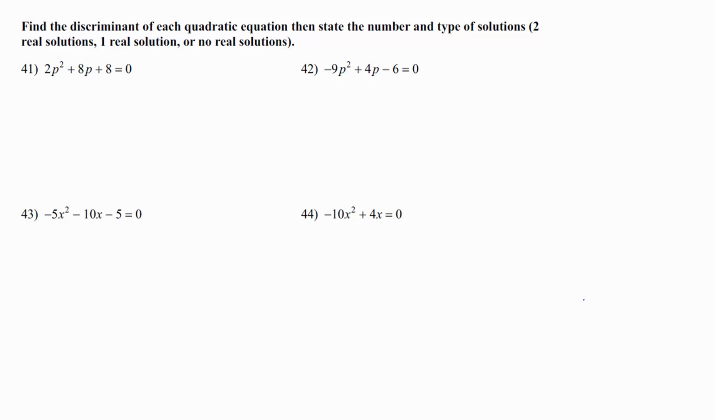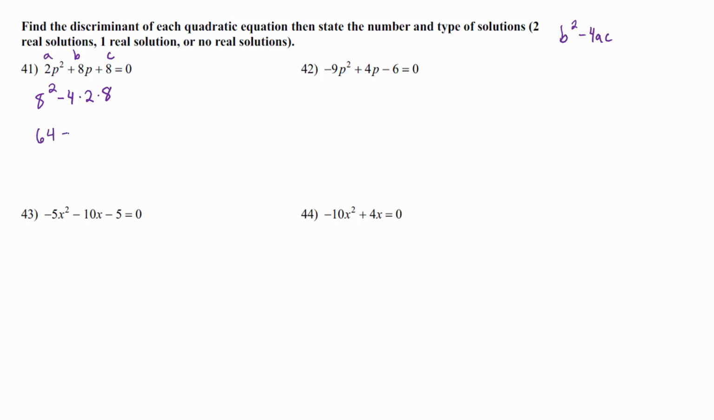41 through 44, find the discriminant of each quadratic equation, then state the number and type of solutions. And it even tells you what it means, 2 real, 1 real, or no real solutions. So the discriminant is just the part underneath the square root in the quadratic formula, b squared minus 4ac. So we're going to do the same process. I feel like we've been doing this for ages now on this review. We want to do the same process of a, b, and c, but we only want to do the part under the square root, not even including the square root. You don't have to do the square root at all.